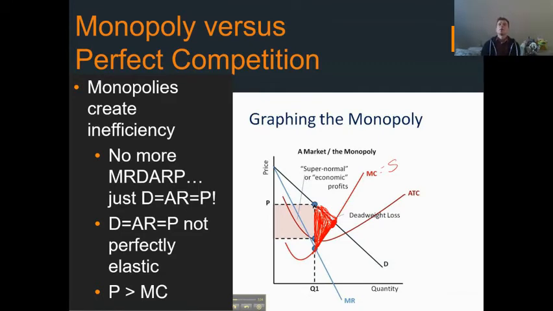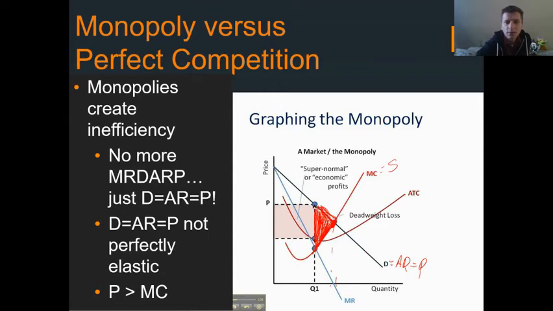So if you're trying to figure out what would be most socially beneficial, that would be the level of output at that intersection. We'll go over this a little bit more later. But that would be what you're looking for if you're looking for socially optimal. As I said before, you don't have a MR anymore. You just have DARP. So D equals AR equals P.